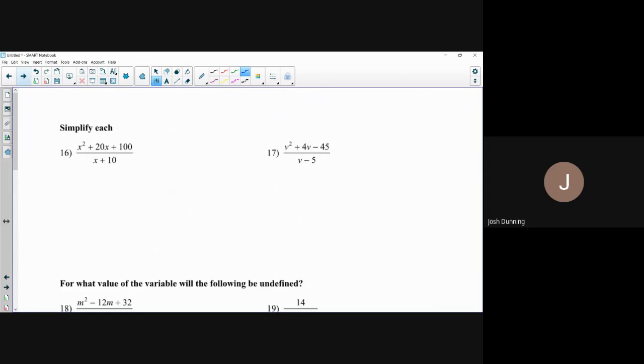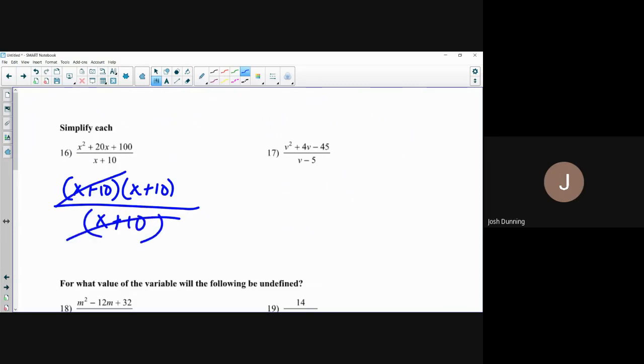Now, to simplify a fraction with pluses and minuses in it, we have to factor to make it a product. Then stuff will cancel out. On the top, it's a trinomial. 10 times 10 is 100. 10 plus 10 is 20. So, one of the x plus 10s cancel out. You're left with x plus 10.